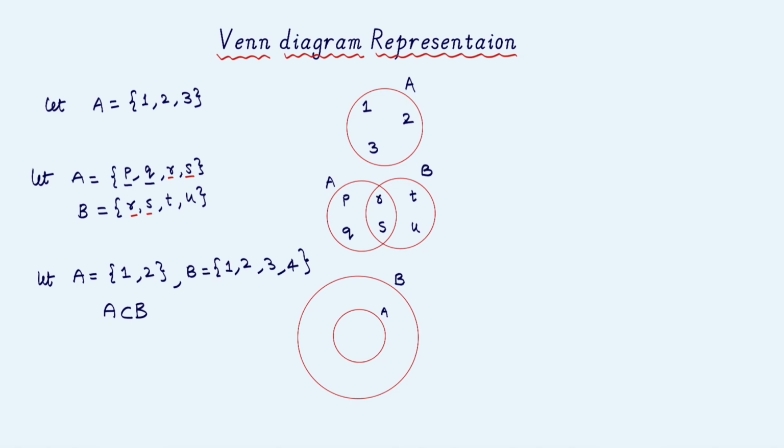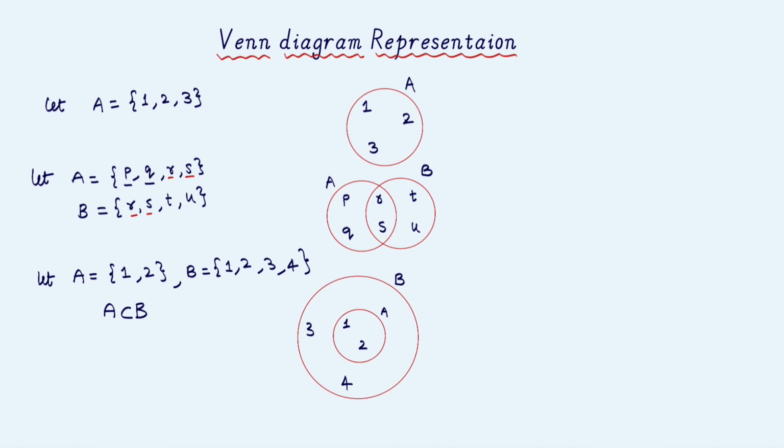Now first we have to write the elements of A. What are the elements of A? 1 and 2. So 1 and 2 should be written within the circle A. Now when we write the elements of B, 1 and 2 are already there in B. We have written 1, 2 in B as well as A. Now the remaining elements should be written in B, out of A. That is 3, 4. Now if you observe, in set B we have 1, 2, 3, 4, but in set A we have 1 and 2. This is the representation of two sets when one set is subset of other set.